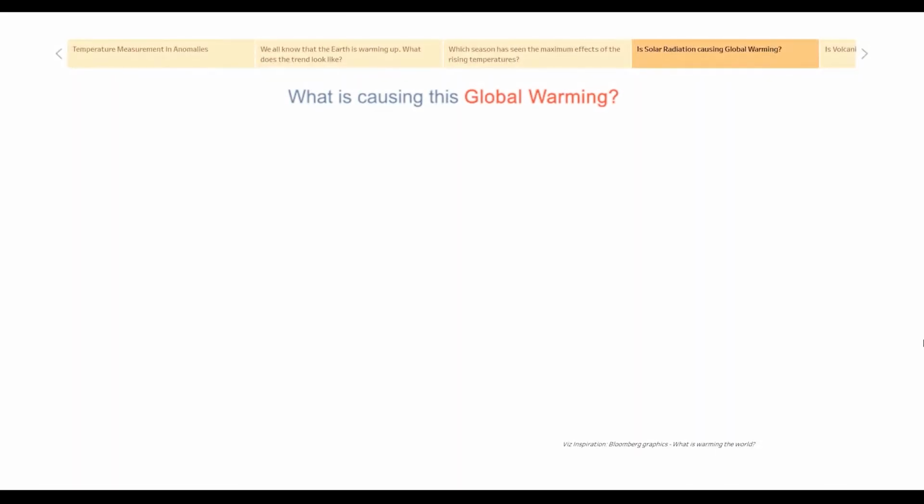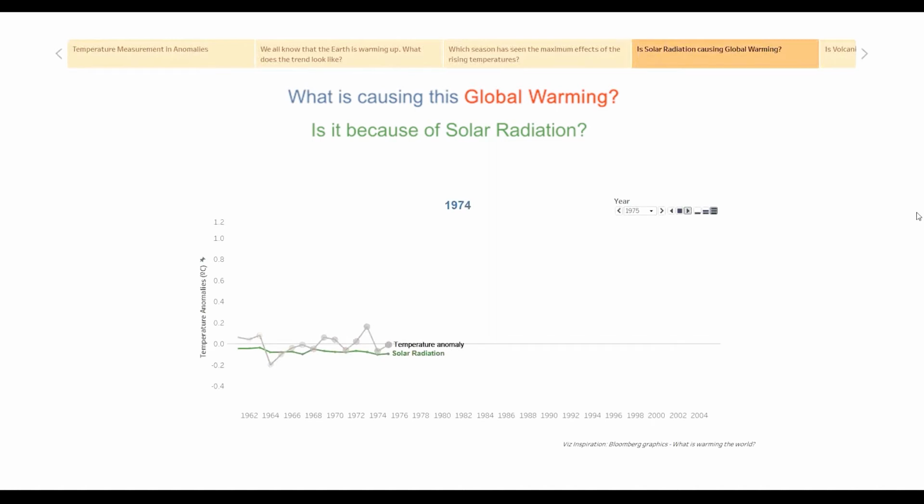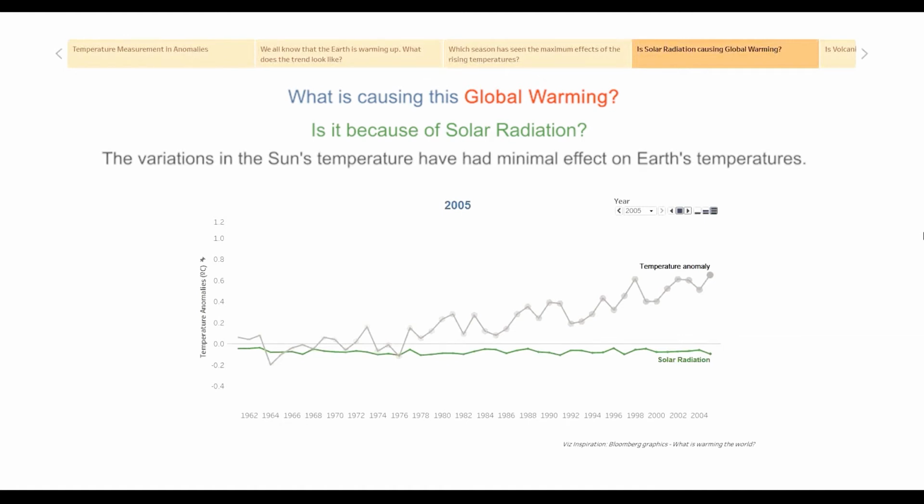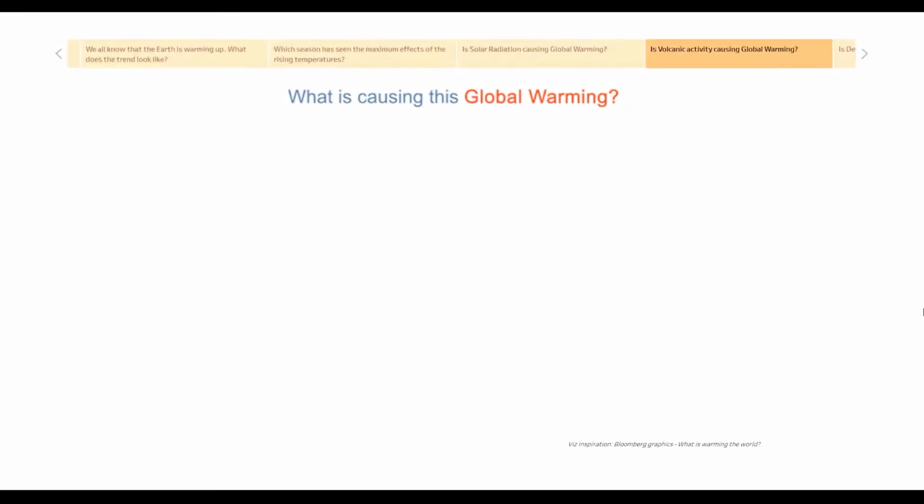Let us look at the modeled estimates that different climate factors contribute to the overall temperature. Is it the sun's heat? What does the graph tell us? The graph shows temperature anomalies in gray and the estimated impact of solar radiation on that year's anomaly in green. The green line is well below the gray anomalies, which means that the sun's temperature has had minimal effect on warming the earth. If not solar, is it because of volcanic eruptions?